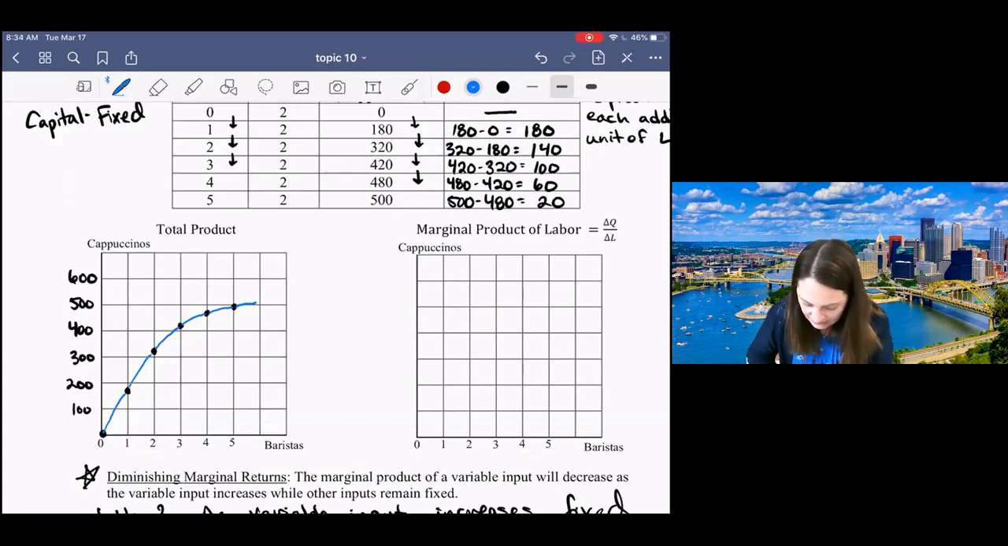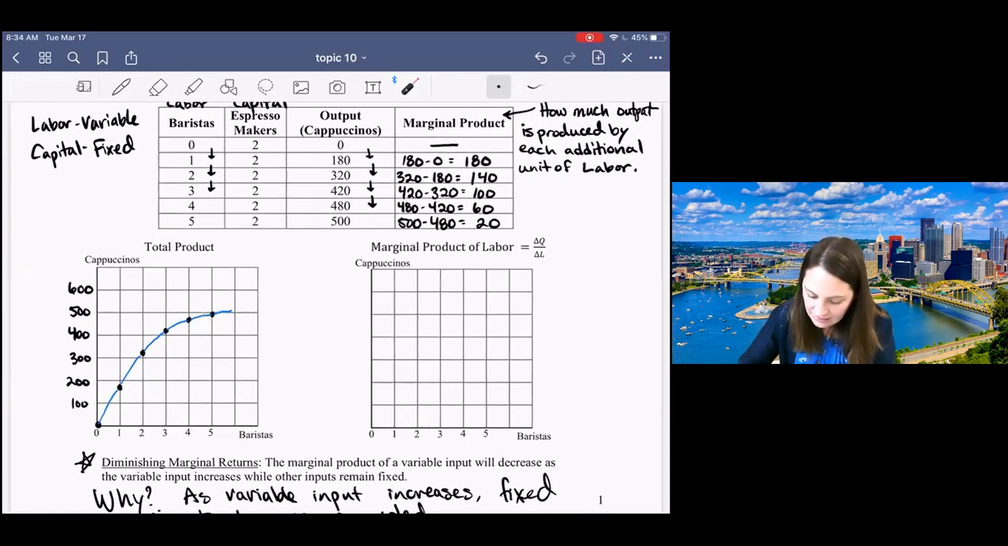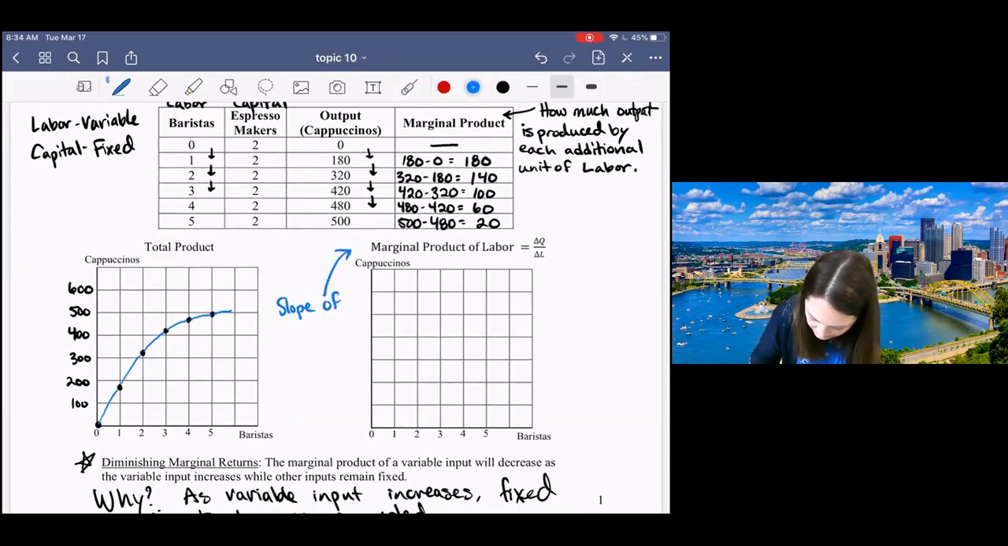Then what you've got here is this function that's increasing. As I add more workers, I get more coffee, but it's increasing at a decreasing rate. It's becoming flatter as we go on. The slope is getting smaller. And actually, the marginal product is the slope of the production function.